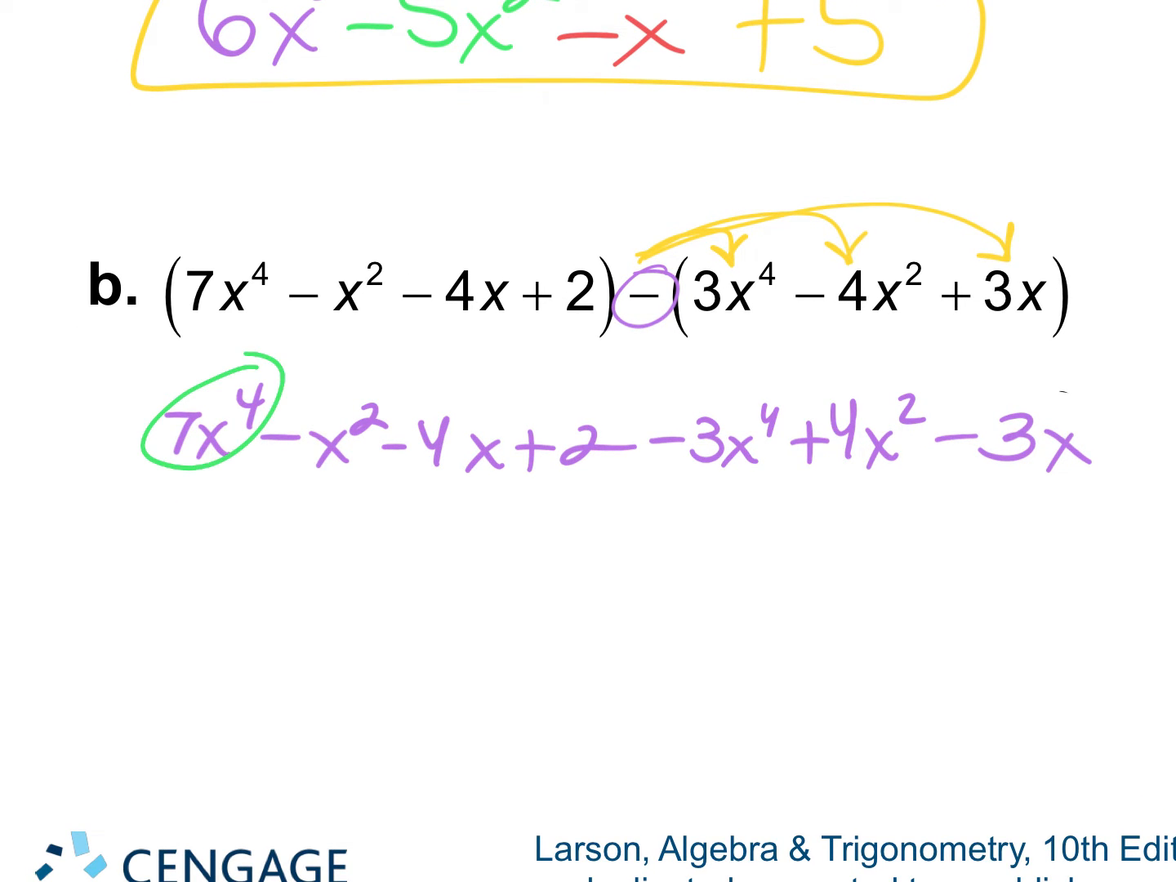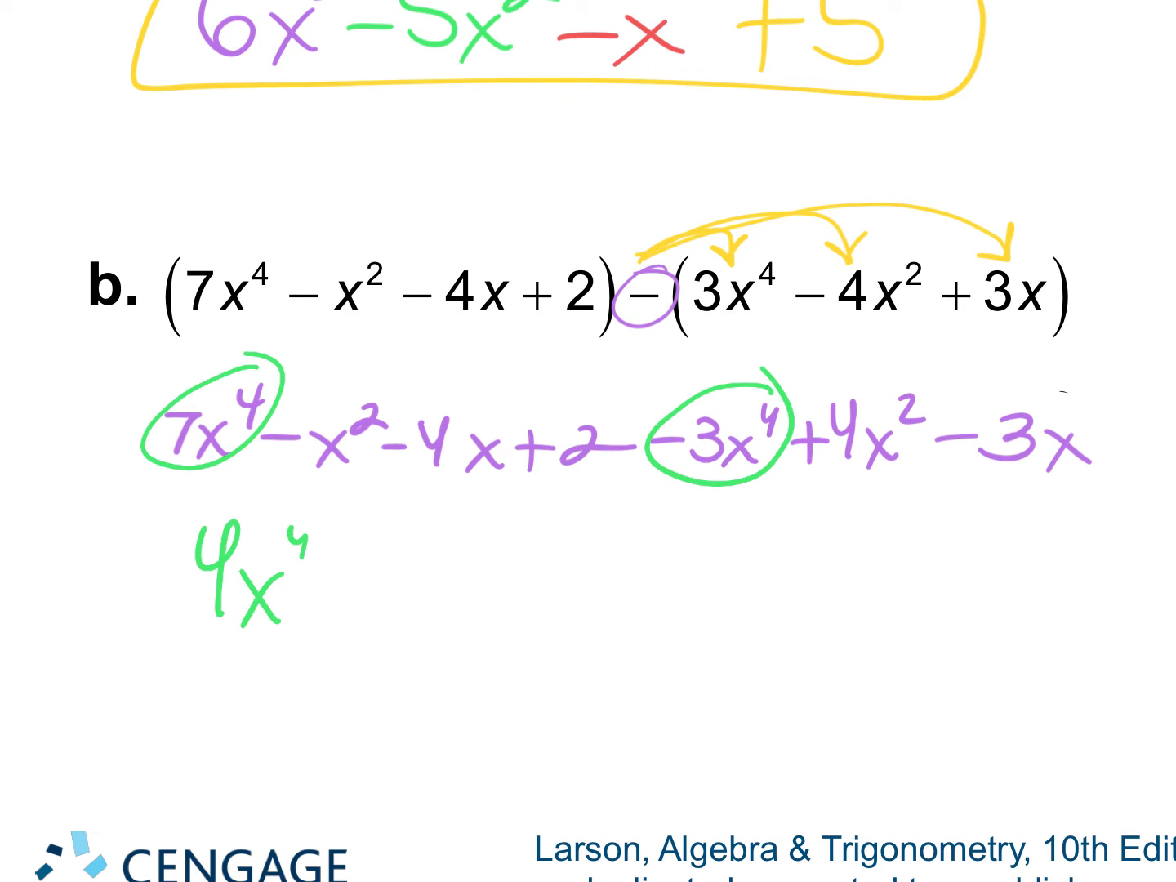So 7x to the fourth minus 3x to the fourth. I know some of you are like, I am not going to circle it. I'm not in the second grade. Okay, fine. The reason I do that is so I don't miss a sign and I make sure I didn't say that that's 10. Is that 10? No, 7 minus 3 gives me what? So I have 4x to the fourth.